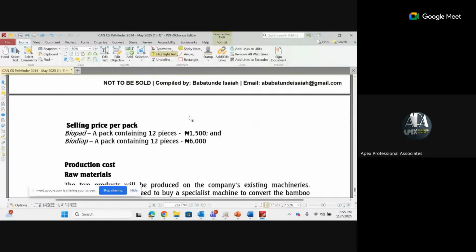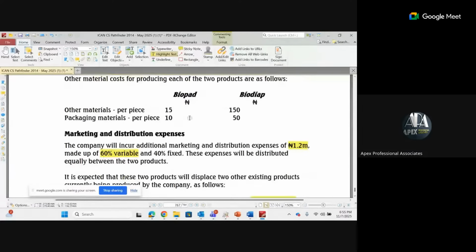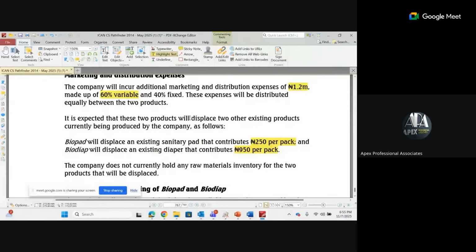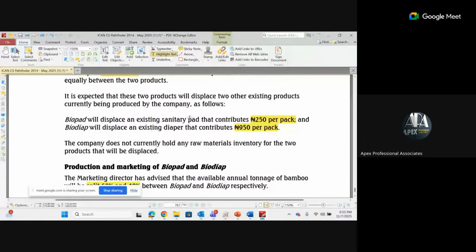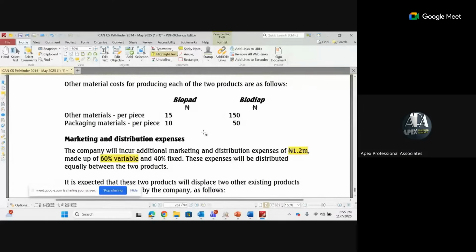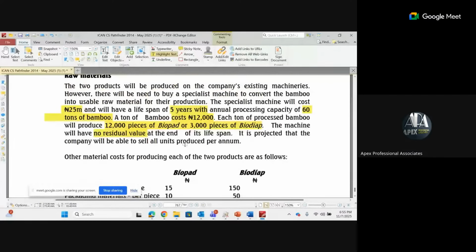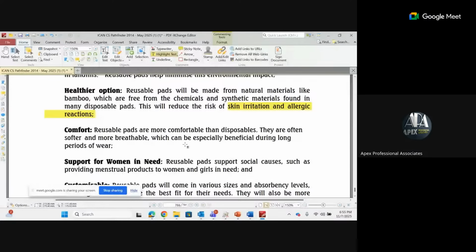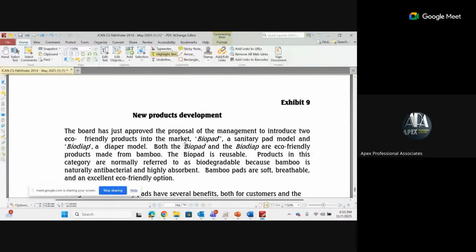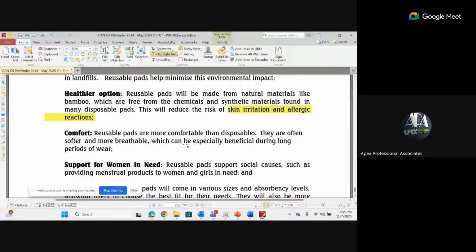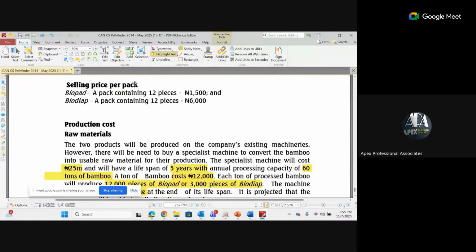By the time we start to look at this, you will understand better from the way we are going to be picking the figures, the numbers that I've highlighted one after another. So if I were you, in the examination, as I'm reading this Exhibit 9, what will I be doing? I will be writing out the most important numbers, all those ones I highlighted. Selling price per pack, write it out, because you will not be allowed to write your answer on your question paper. So be writing it out somewhere in your question.